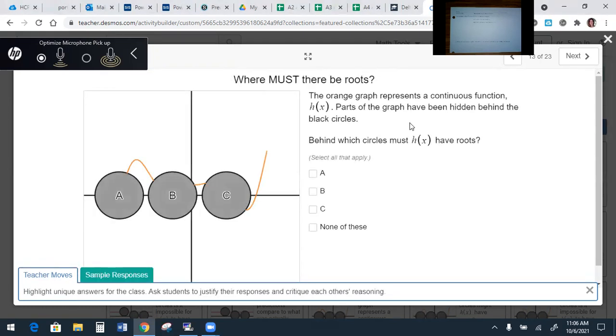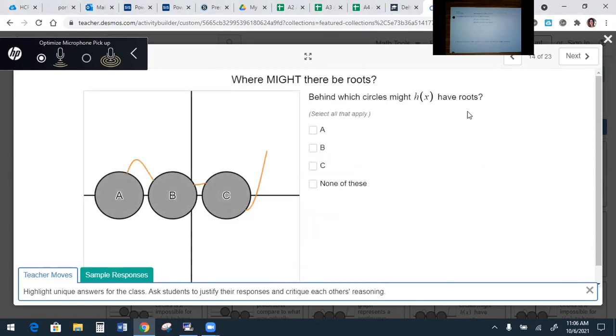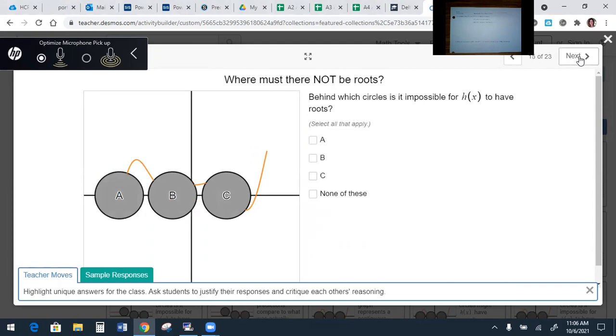All right. The orange graph represents a continuous function. Okay, so think about what that means. Where must there be a root? Like there absolutely has to be one. C has to have one. I like how you said that. It cuts through. Like it's going to have to cut through. Where might there be one? A could come down here. What about B? Do you think maybe? B is a maybe. All right, none of them are impossible.